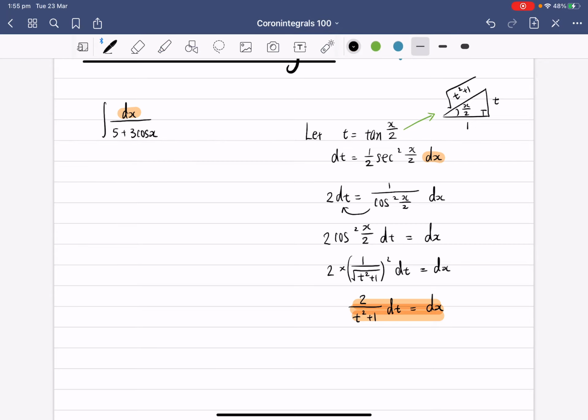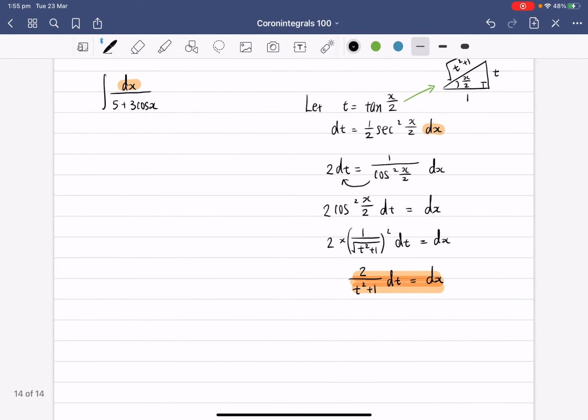Okay, now we can start to do the substitution. We also need to know one more piece of information. We need to know, for the t formula, if t is equal to tangent x on 2, what does cosine x equal? The cosine x is equal to 1 minus t squared over 1 plus t squared. That's just the t formula for cosine x. So therefore, we can replace that cosine x by everything here.